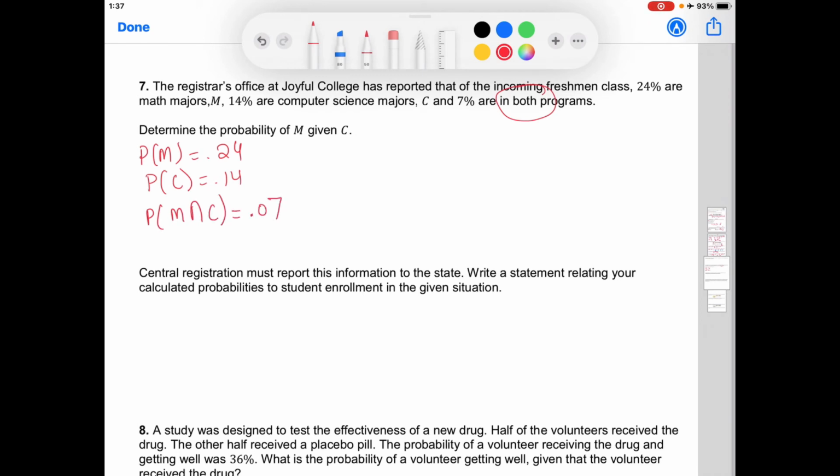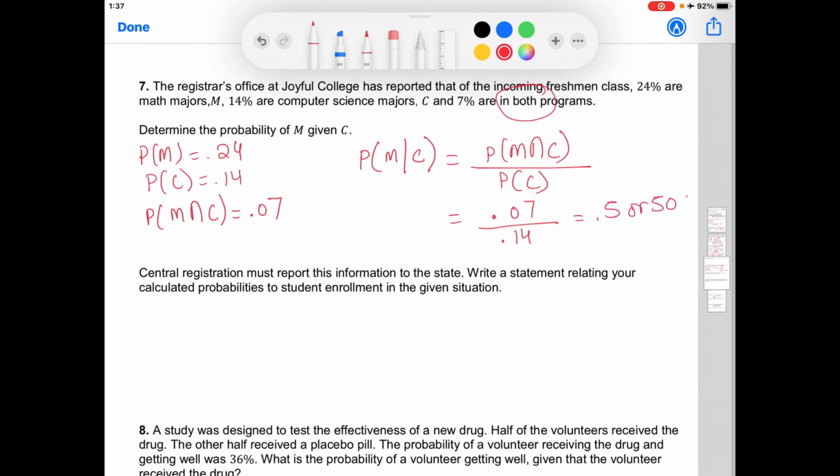Okay, when in doubt with your percents being converted to decimals, guys, please divide it by 100. Don't make those silly mistakes. So probability of M given C. Always write out, it's the intersection of the two events, so it would be probability of M and C over the probability of the given. C is your given, so probability of computer science. So what's M and C? It's 0.07 over probability of C, which is 0.14, which is 0.5 or 50%.